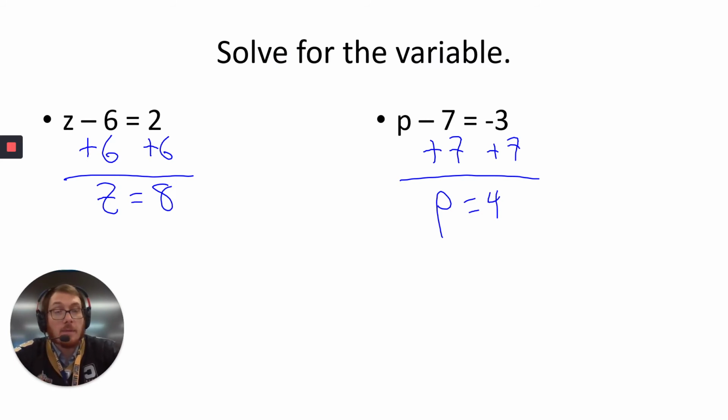All right, so I'm not going to spend too much time on these scenarios. Once you see how it works, it should go fairly quick. You've got z minus 6 equals 2. I need to get rid of the minus 6 by adding 6 to both sides, so z equals 8.